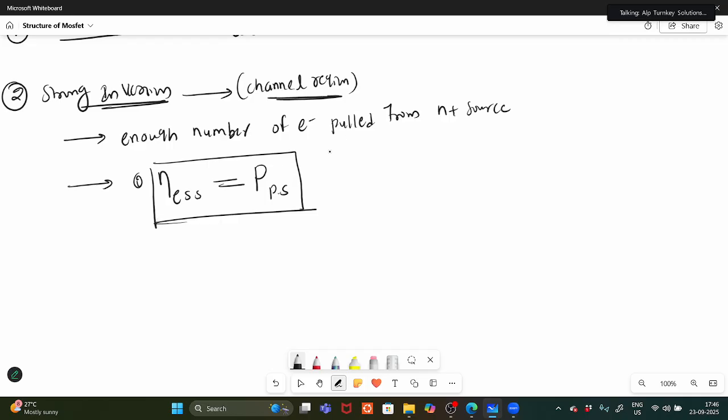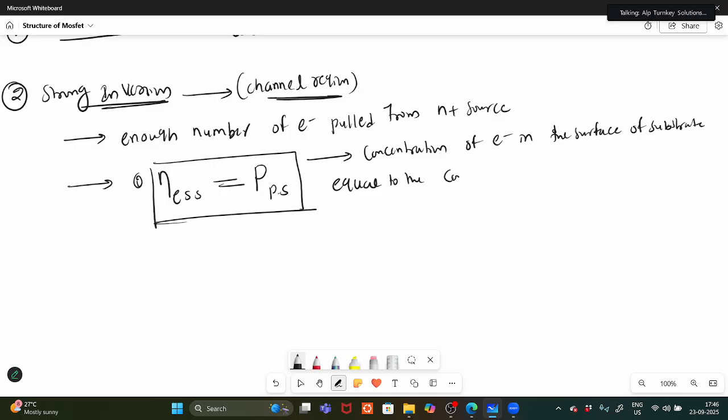So the concentration of electrons in the surface of the substrate equal to the concentration of holes in the p-type substrate. Then there is a strong inversion layer, or we can call it the channel region. Okay. So that is weak inversion layer and strong inversion layer.